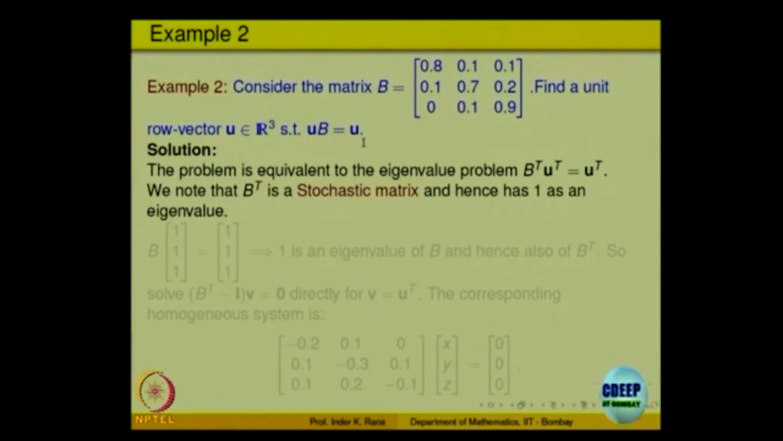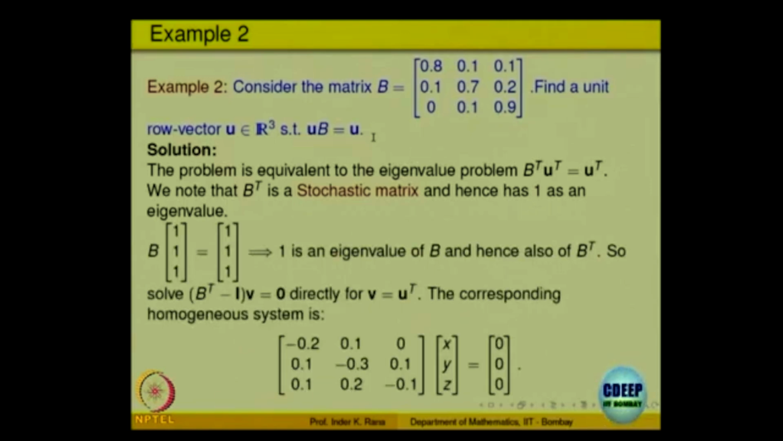What does that mean? It doesn't seem to be related with eigenvalue, right? But supposing you take the transpose of this equation, what will you get? B transpose applied to U transpose is equal to U transpose. That means for B transpose, for an eigenvalue equal to 1, you find an eigenvector that will be U transpose. Is it okay? Once you have found U transpose, you can find U. So that is the idea of the application of that.